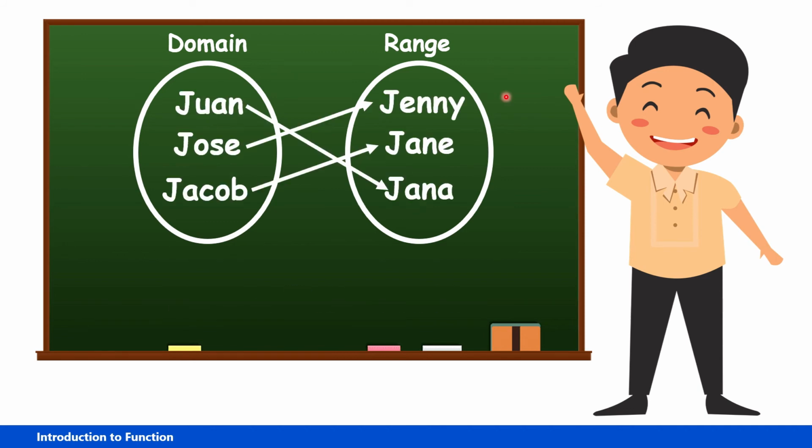Let us have our third diagram. So sa ating domain, meron tayong Juan, Jose, at Jacob as our elements. And sa ating range, meron tayong Jenny, Jane, and Jana. So kung babalikan natin si domain, si Juan ay nakaturo kay Jana. Si Jose naman ay nakaturo kay Jenny, at si Jacob ay nakaturo kay Jane. Therefore, our domain corresponds to a unique element in the range. Therefore, our third diagram represents a function.